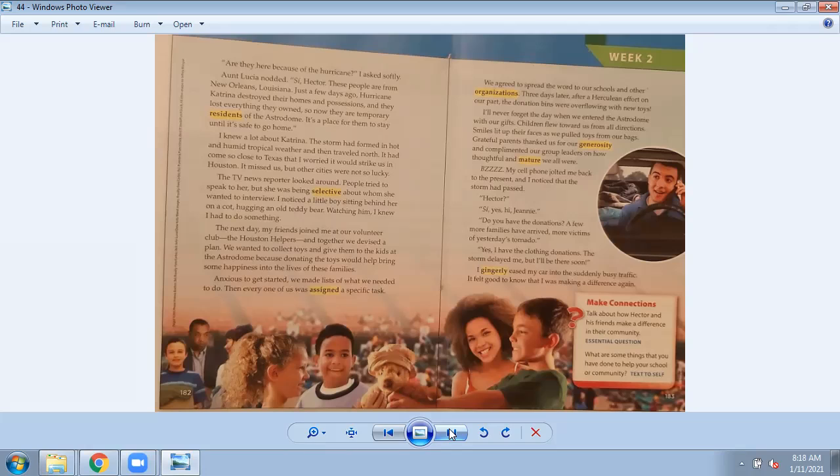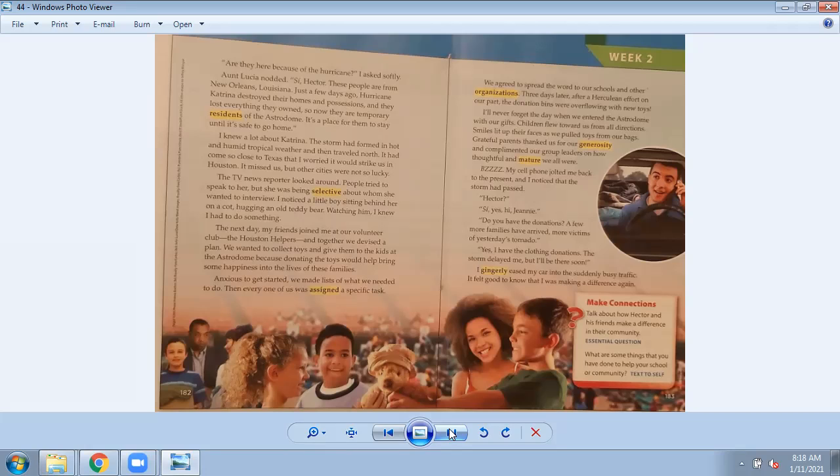The next day, my friends joined me at our volunteer club, the Houston Helpers, and together we devised a plan. We wanted to collect toys and give them to the kids at the Astrodome because donating the toys would bring some happiness into the lives of these families.